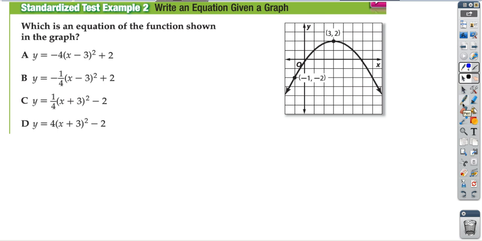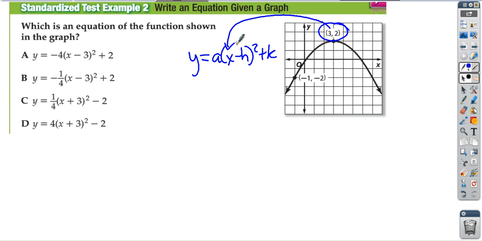Okay, so it says, we have a graph right here, write that equation in standard form. Which is the equation shown right there? Well, first of all, they tell us the vertex right here. So remember, the vertex form looks like this. So let's think about it. If I took 3 and plugged it in here, what would I have to do to 3 to get 0? I'd have to subtract 3 from it. Because if you plug in 3 right here, 3 minus 3 is 0. And then this number for y, that plus 2, just goes right in front right there.